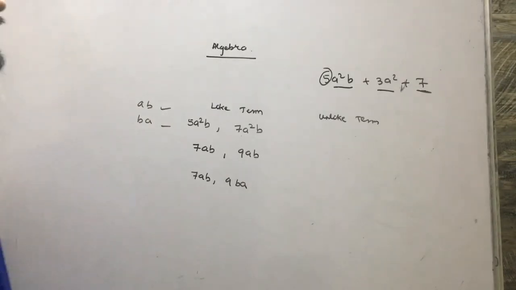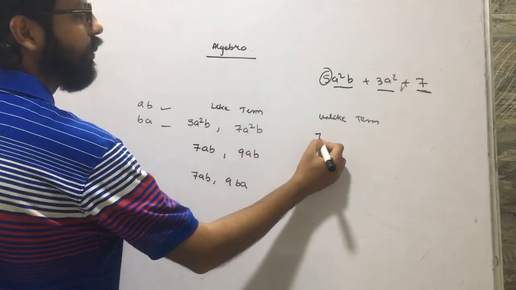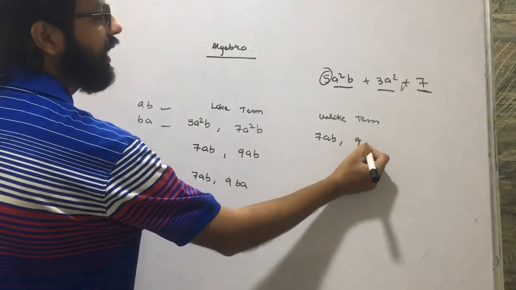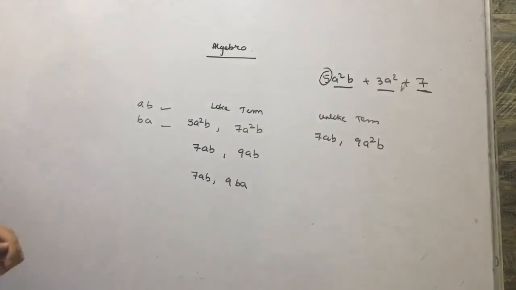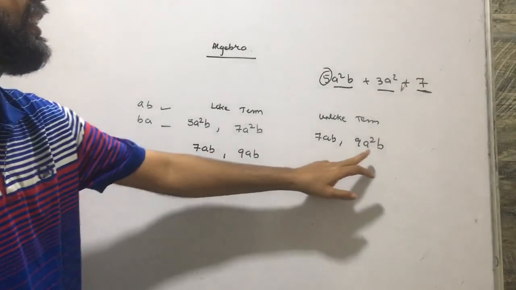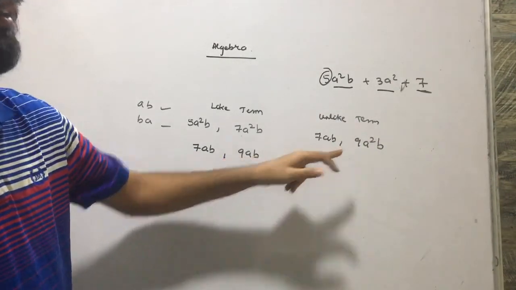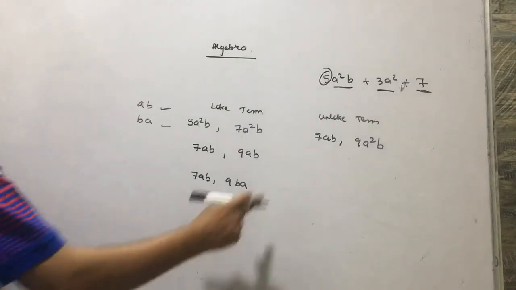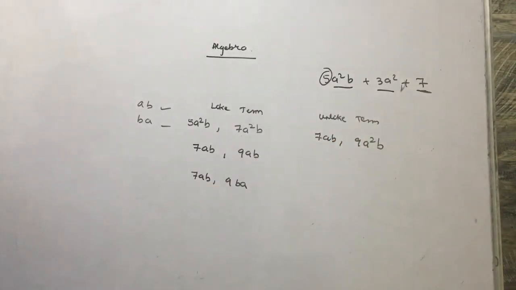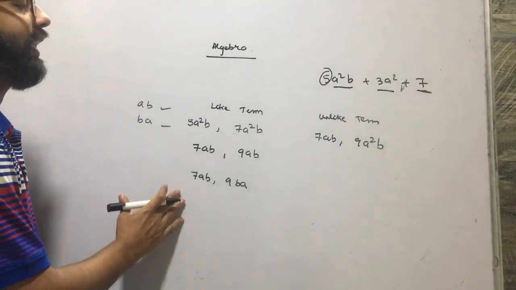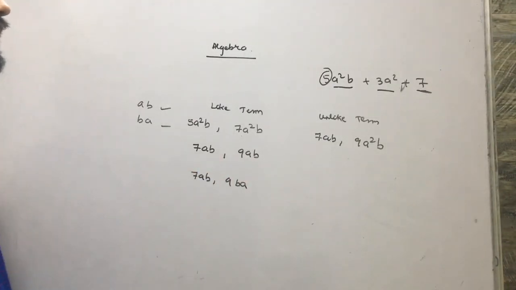Unlike terms are those where the terms have different variables. For example, 7ab and 9a square b. In this, even though the power of b is the same, the power of a is not the same. So both are different, ab and a square b, and they are called unlike terms. Like terms and unlike terms are very important while performing addition and subtraction.